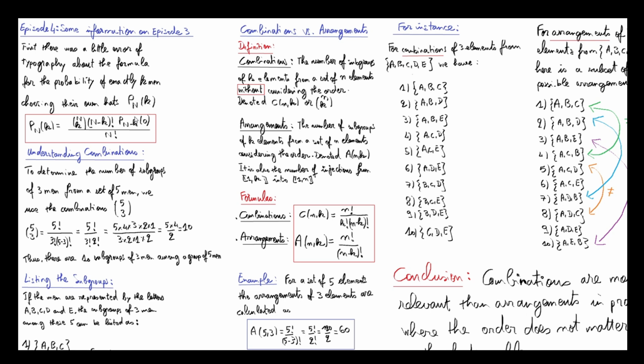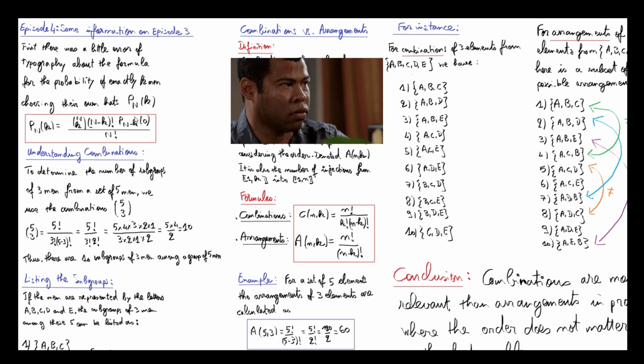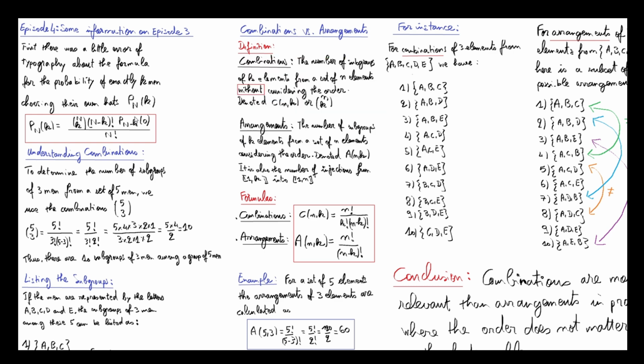Today we're going to continue the follow-up of episode 3 with episode 4, and we're going to talk about some information that was missing in episode 3. First, there was a little typographical error in the formula for the probability of exactly k men choosing their own hats: P_n(k) equals k choose n times factorial of n minus k times P_{n-k}(0) over factorial of n.